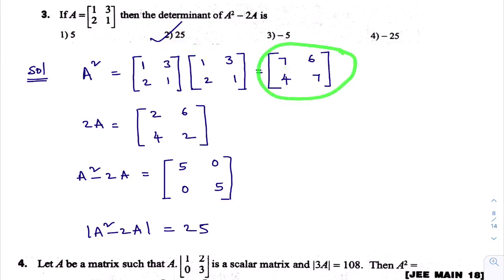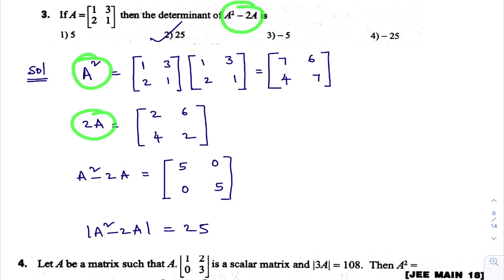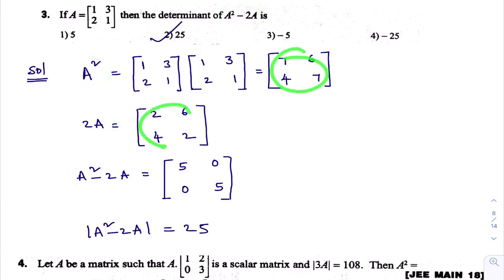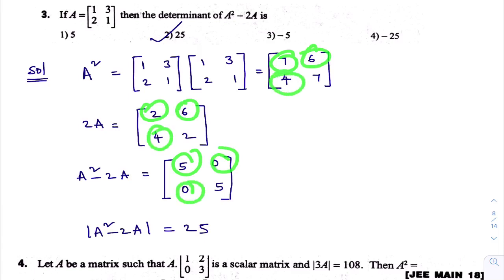This is A square. Now 2A, how to get 2A? Each element of A you multiply with 2. 2 into 1, 2. 2 into 3, 6. 2 into 2, 4. 2 into 1, 2. This is 2A. Okay. Now I will calculate A square minus 2A. That means subtract this minus this. See here 7 minus 2 is 5. 6 minus 6 is 0. 4 minus 4 is 0. 7 minus 2 is 5.